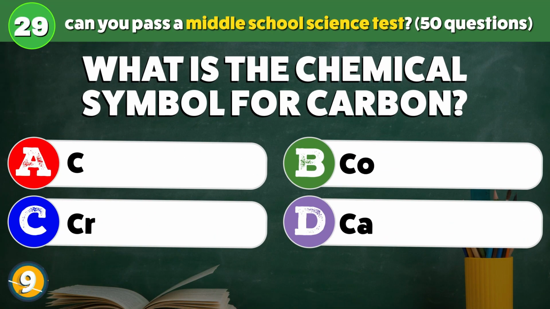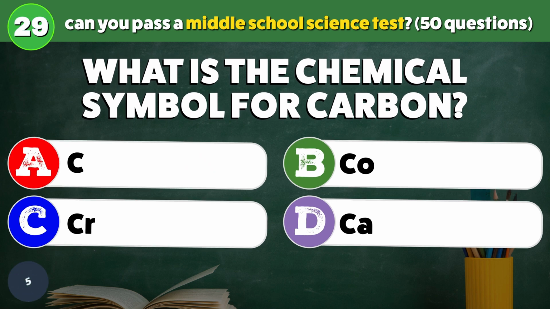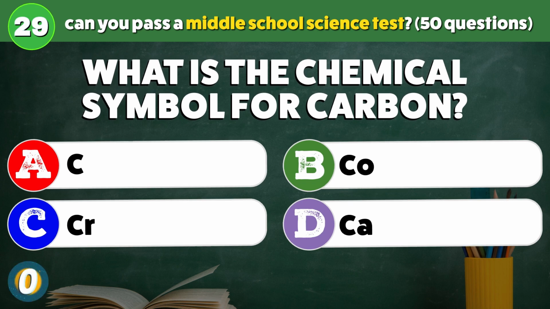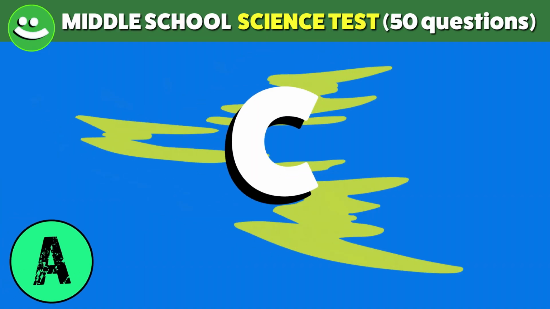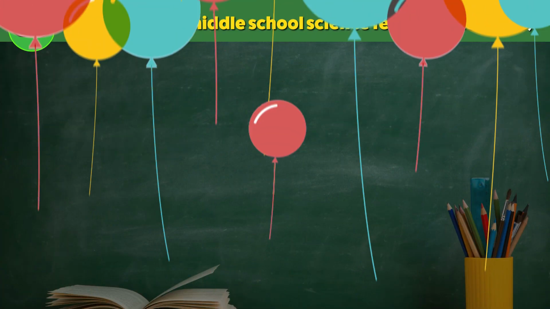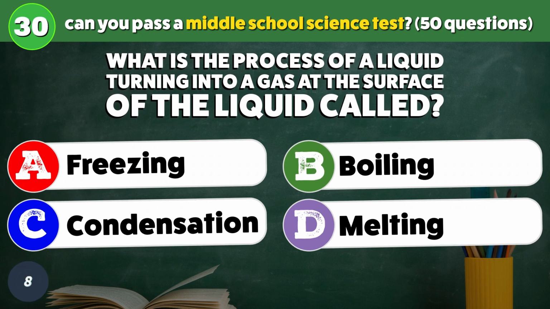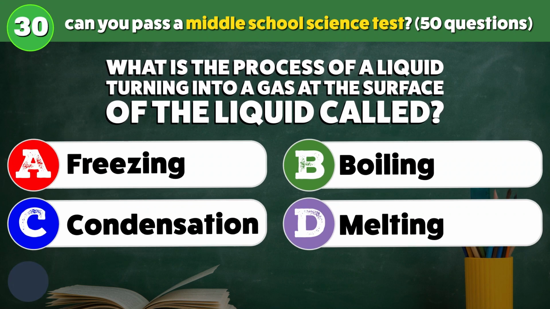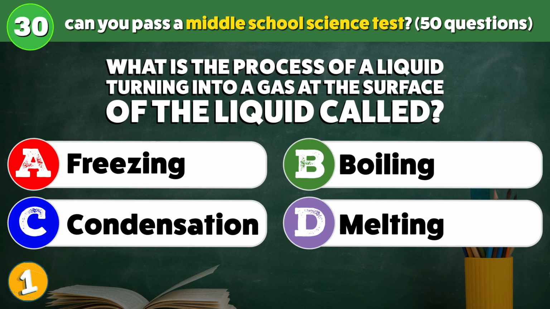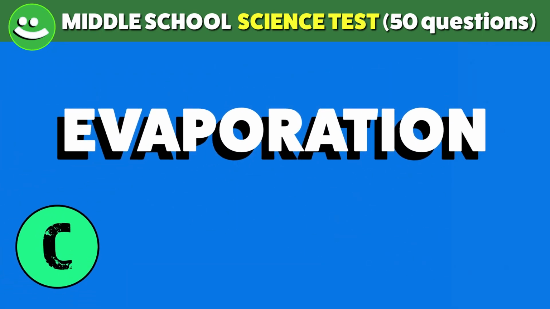What is the chemical symbol for carbon? Is it C, CO, CR, or CA? It's C. What is the process of a liquid turning into a gas at the surface of the liquid called? Is it freezing, boiling, condensation, or melting? Evaporation.